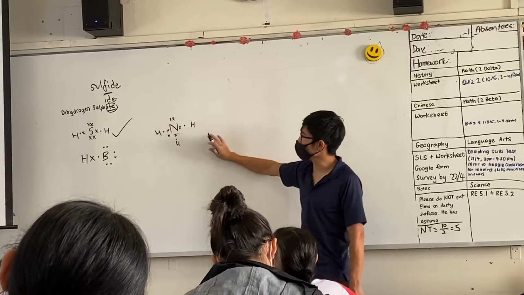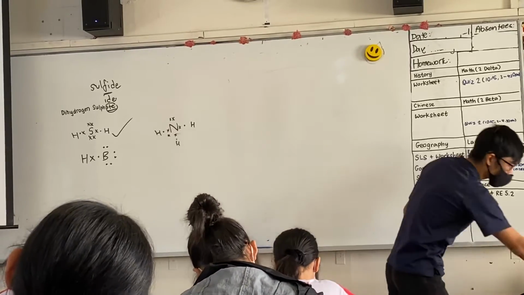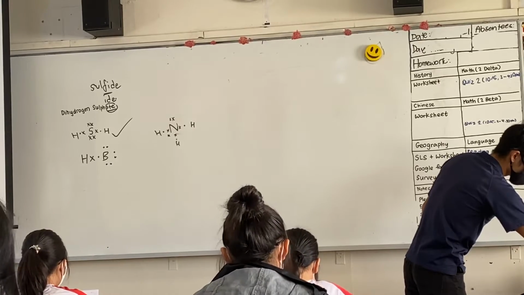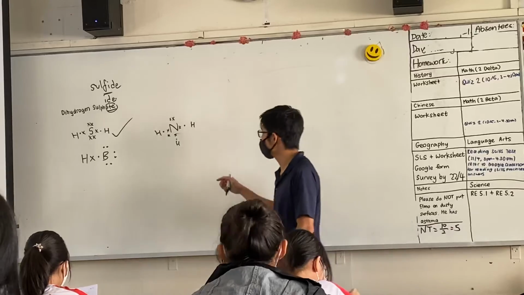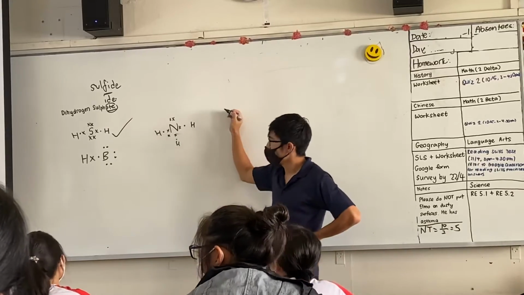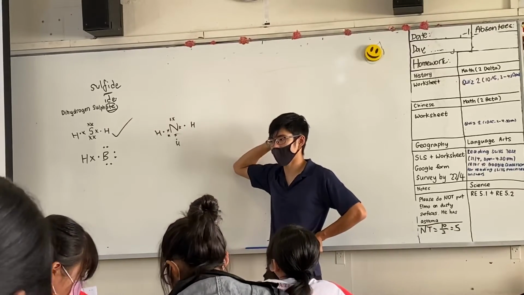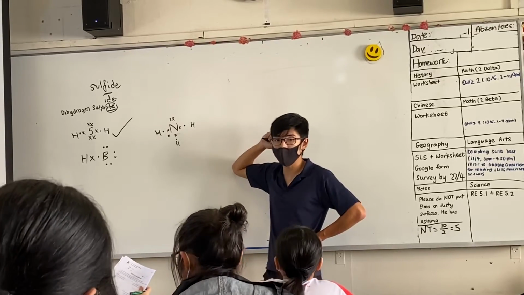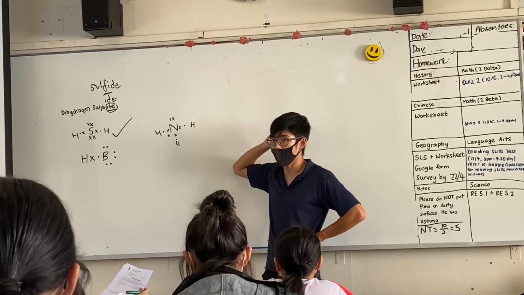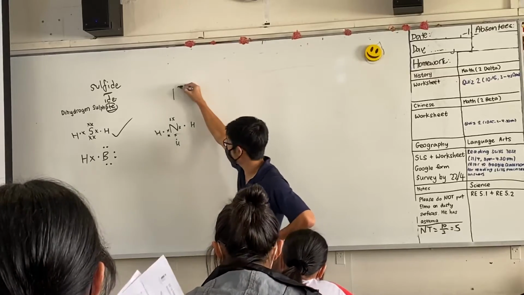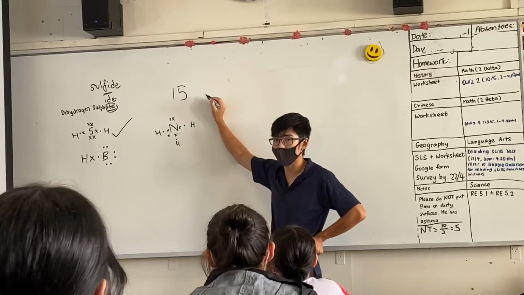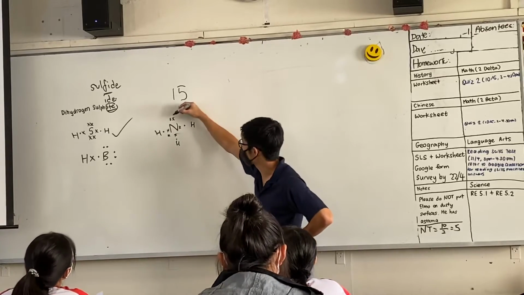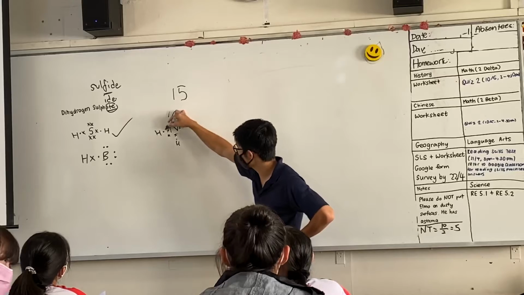Okay? This one, next one. Nitrogen trihydride, also known as ammonia. Let's count the number of valence electrons. Nitrogen is in group 15. Nitrogen group 15. Okay, let's have a look. If it's in group 15, how many valence electrons should it have? 5 valence electrons. So let's count. 1, 2, 3, 4, 5.